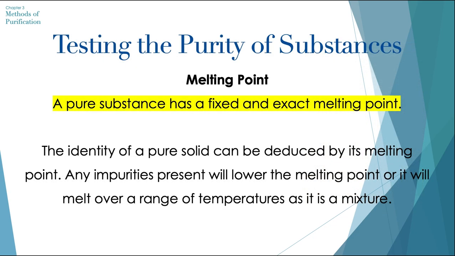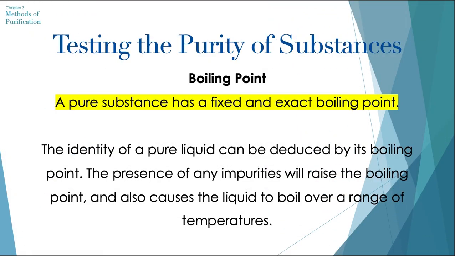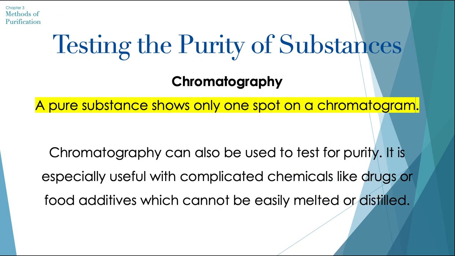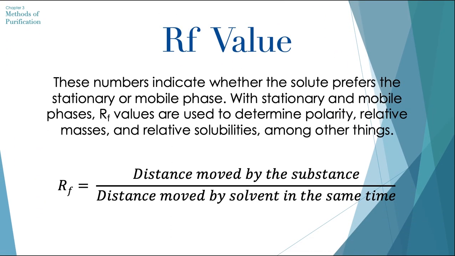We understood that a pure substance has a fixed and exact melting point. It has a fixed and exact boiling point, and a pure substance shows only one spot on a chromatogram. And lastly, we understood the RF value and the equation we use to measure RF values. So this was it for today's chapter. I hope you've understood everything clearly.